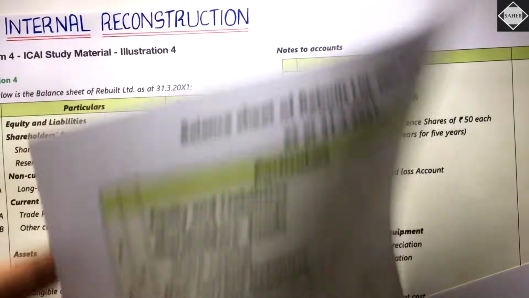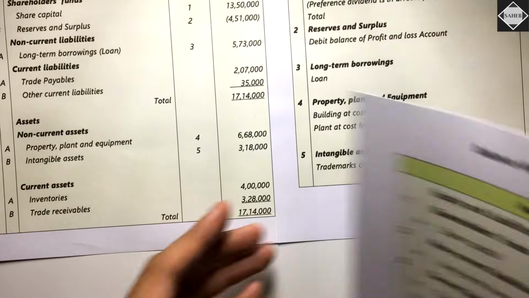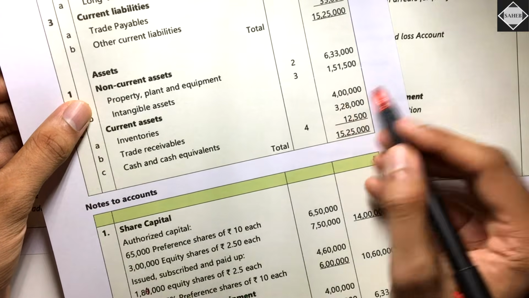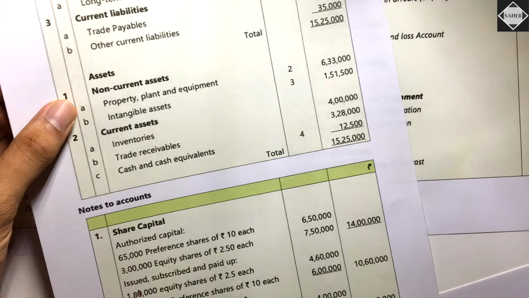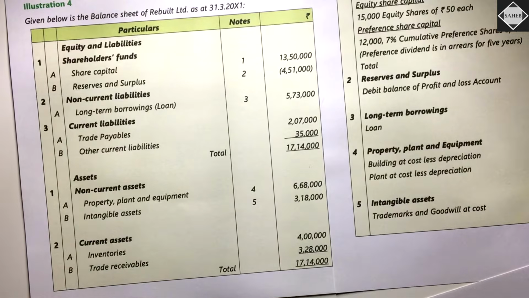Inventories, trade receivables, there is no change at all. Inventories and trade receivables were 4 lakh and 3,28,000. So it's same as it is. There has been no change under the scheme of reconstruction. But we have cash now. Previously we didn't have cash, right? Now we have cash.